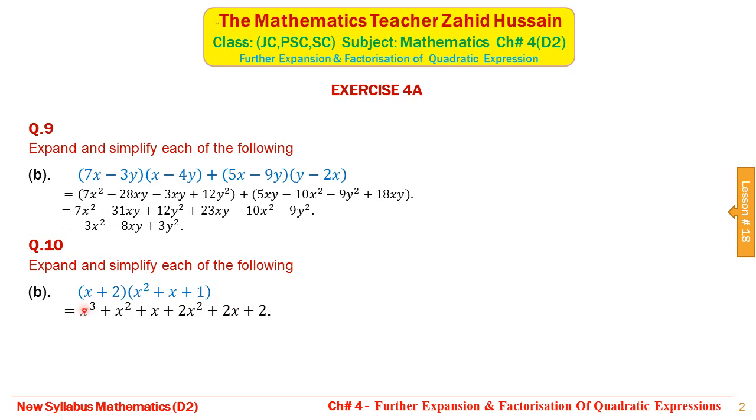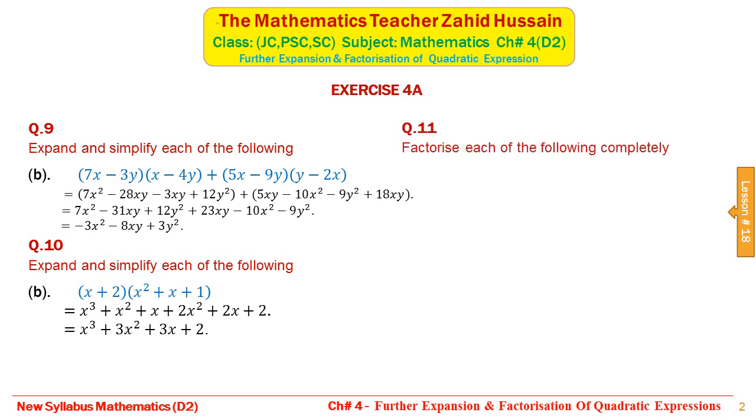Now we will collect the like terms. There is only one term with x cube. We will write this as it is. x square plus 2x square is 3x square, x plus 2x is 3x, and 2 is alone. So we will get x cube plus 3x square plus 3x plus 2, which is the final answer of question number 10 B part.